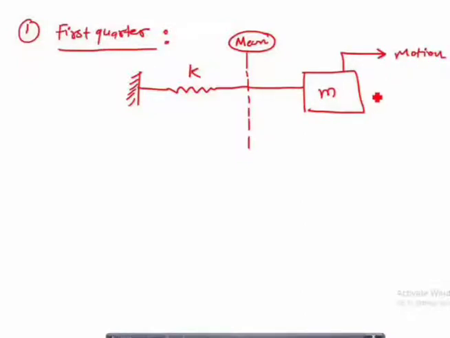Now when the motion is towards the right, we know that x dot and x double dot will be in the same direction of the motion, where x is the displacement. Now this is case number 1. As I said earlier, we are considering x dot and x double dot positive to the right side and negative to the left side of the mean position. Now this is the basic first quarter diagram.